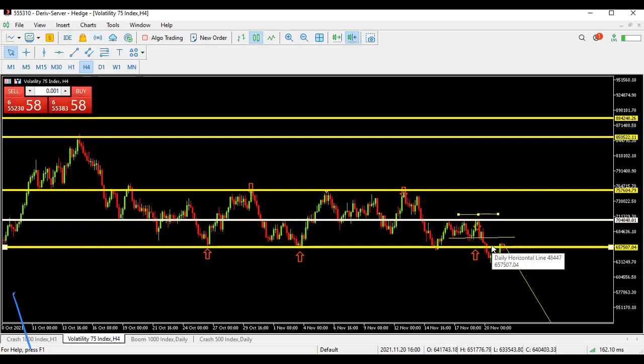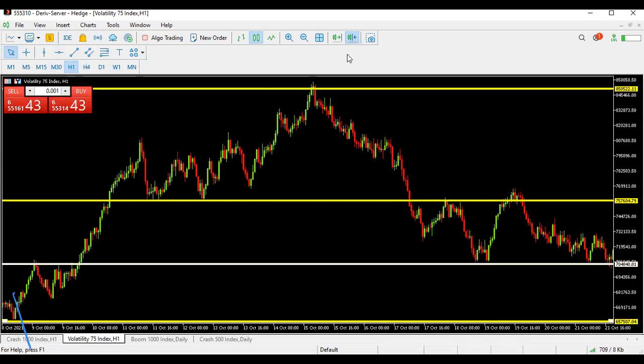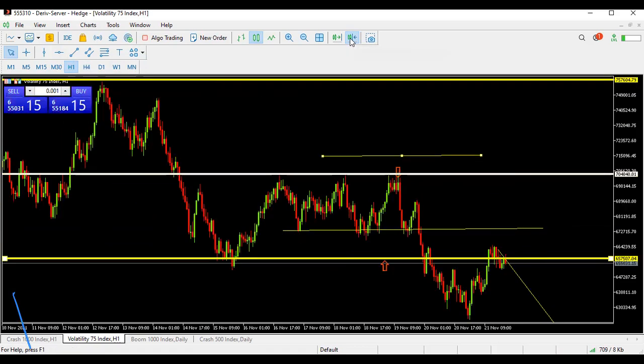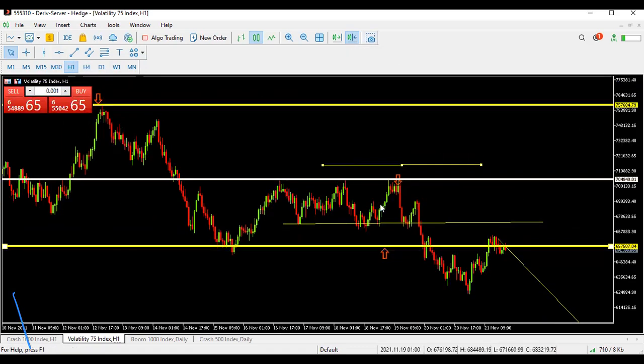Don't be greedy. If you are selling from the top here, once price approaches this zone, your first take profit can be on this minus zone. Let me go back to the 1 hour time frame. You see, this is a minus zone. If you are selling from here, your first take profit should be this zone because of what price has done in the past. Your second take profit can be this major zone.